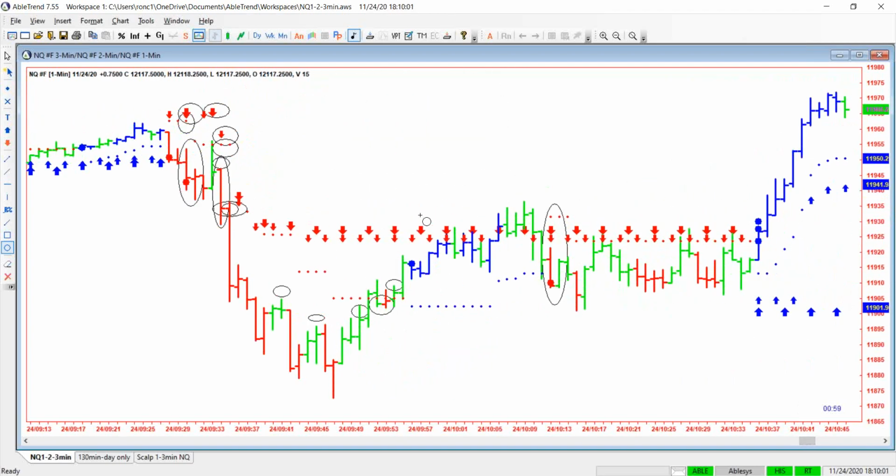Short trade here, again, this is obviously a no trade zone. Any blue or red together, don't even think about it. That means it's going to be choppy. Let everybody else get beat up.